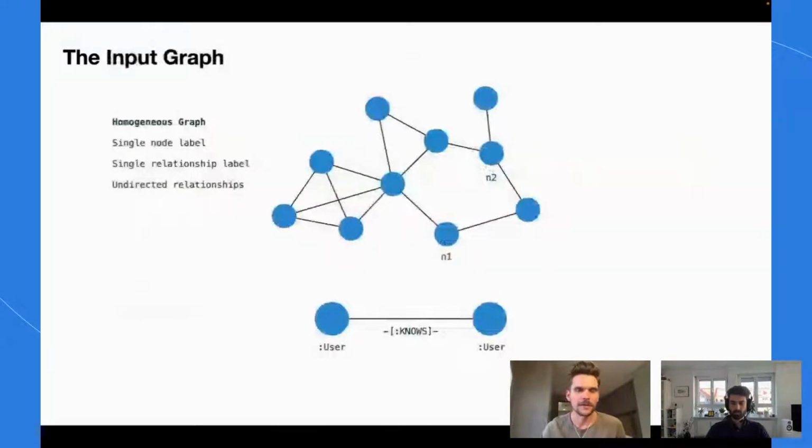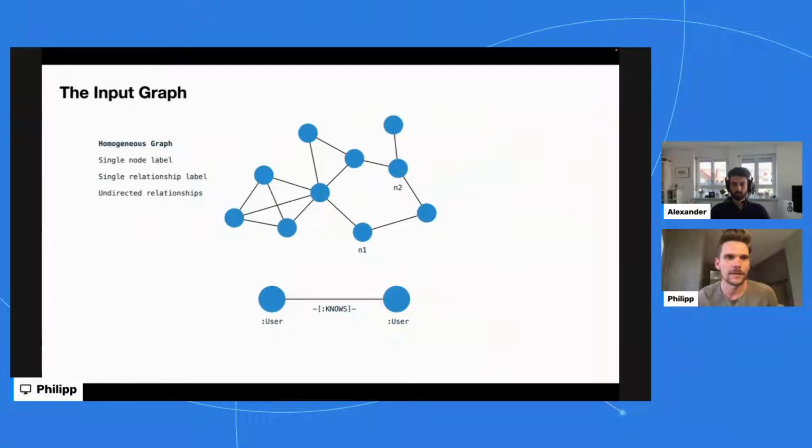So what I would like to start with is the general source graph. For link prediction, for this use case, we are talking about a homogeneous graph, which means that we have only one single type of node, so one node label, and we have relationships between them which are all the same.